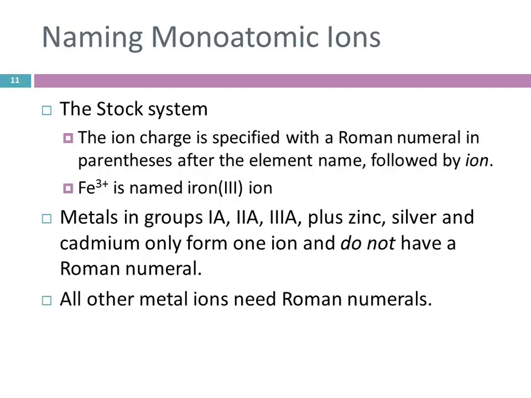In the stock system, the ion charge is specified with a Roman numeral in parentheses after the element name, followed by the word ion. So Fe3+, Fe is iron. Iron, if we find it on the periodic table, is not in group 1, 2, or 3, right? It does not have a predictable charge. And so we need a Roman numeral, and so we put the Roman numeral 3 in parentheses to specify that this is iron(III). We don't put a space between these. It's just tagged right onto the element name. Then there's a space and the word ion.